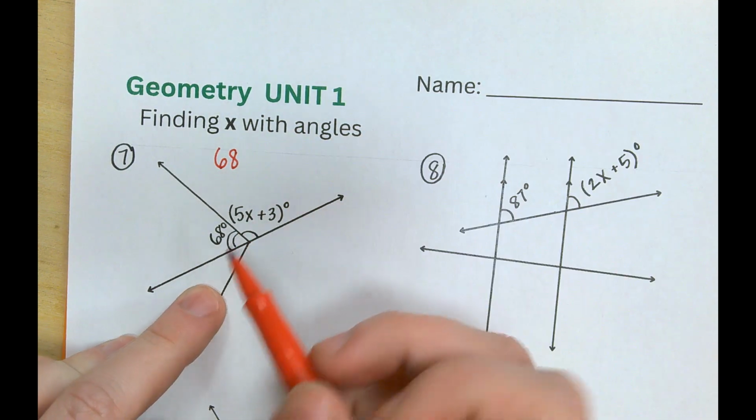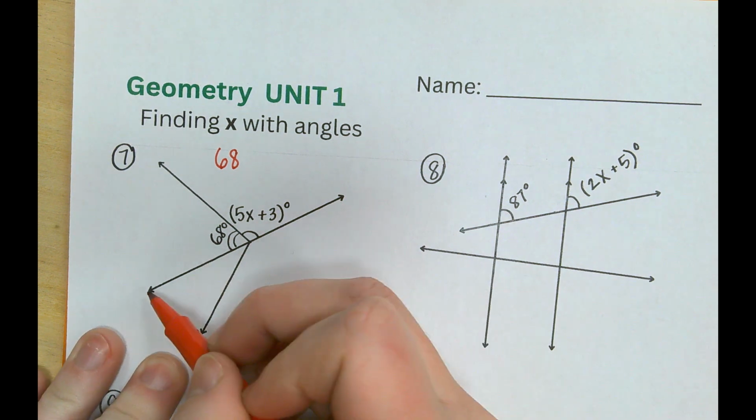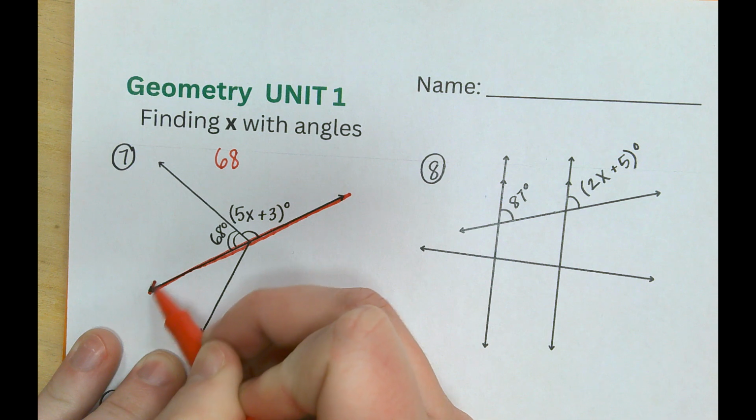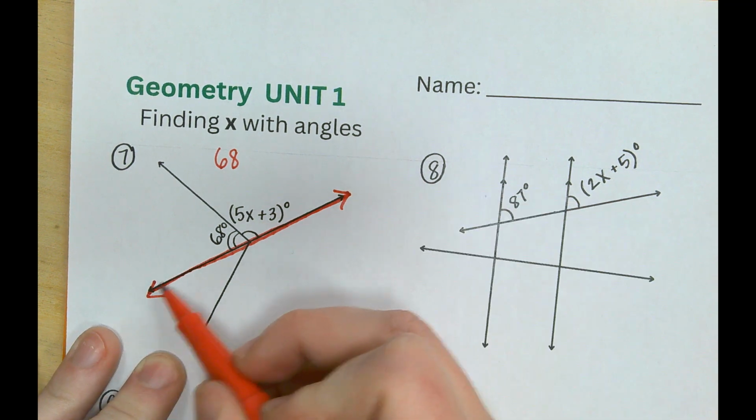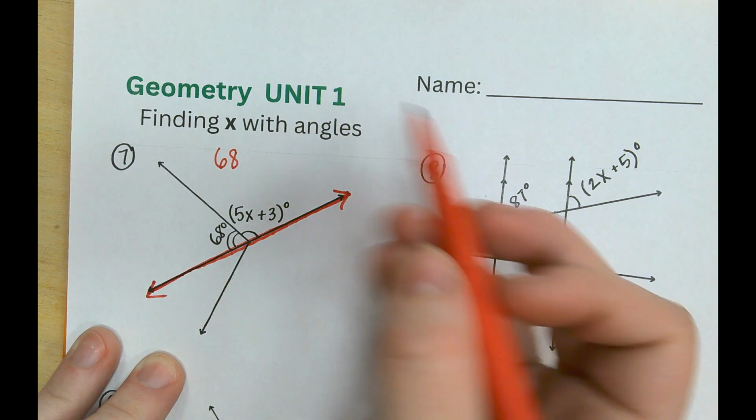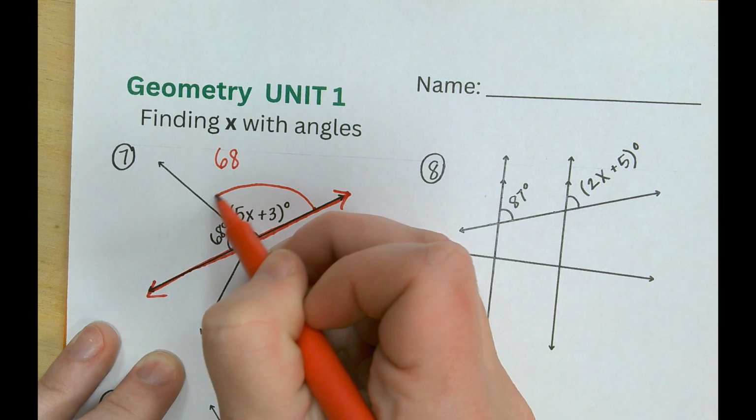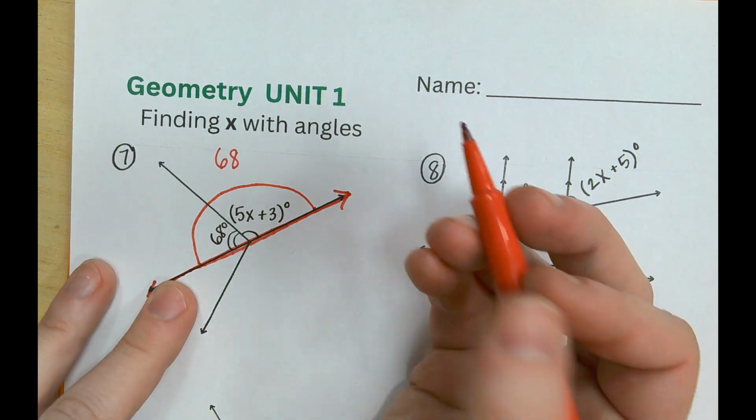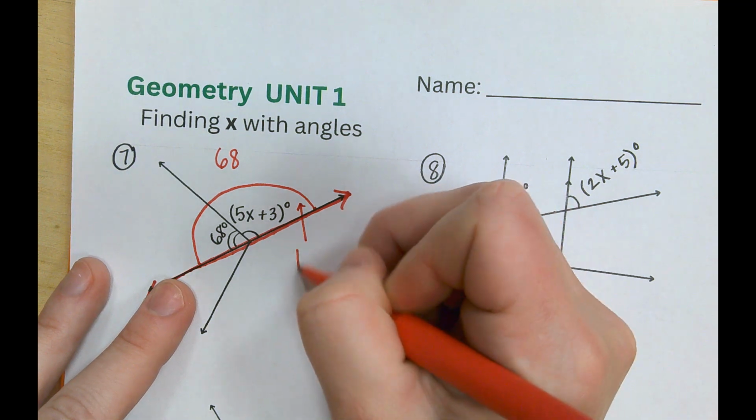Okay, so I know that right here, because this is a straight line, this whole angle altogether is how many degrees? It's 180 degrees.